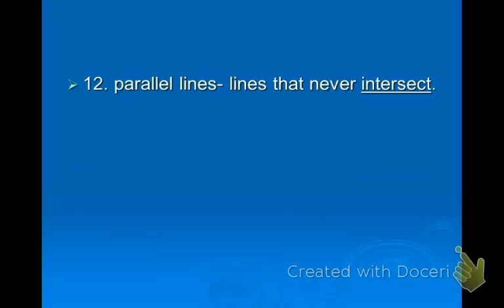Parallel lines are lines that never intersect. I hope you all knew that. The symbol we use for parallel lines is just up and down lines, so it kind of looks like an 11, but you do read it parallel. So they will never intersect. They're the same distance apart.